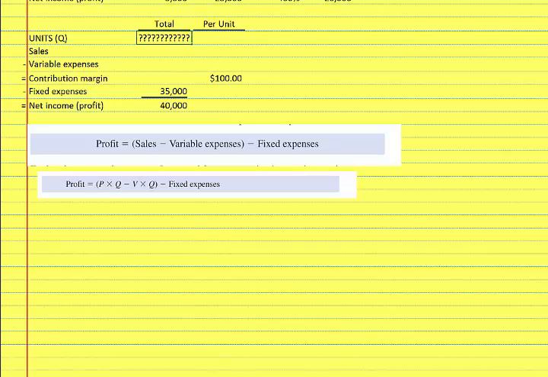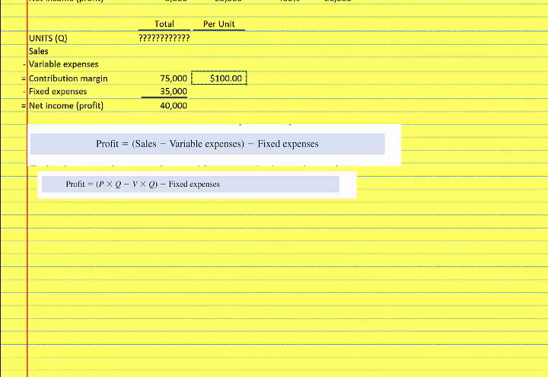So let's take a look at that. First question I can answer is how much contribution margin do I need? And the answer to that is just enough to cover fixed expenses of $35,000 and leave $40,000 left as net income or profit. So I need to add those two things together to compute needed contribution margin. So I'm going to say $40,000 plus $35,000, and there's how much contribution margin I need. $75,000 in contribution margin. Now every unit gives me $100 in contribution margin.